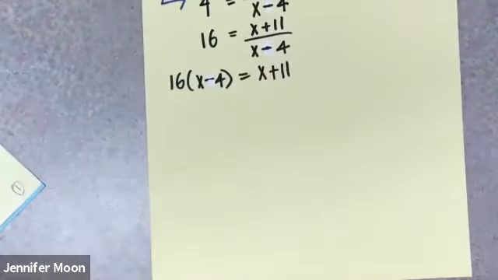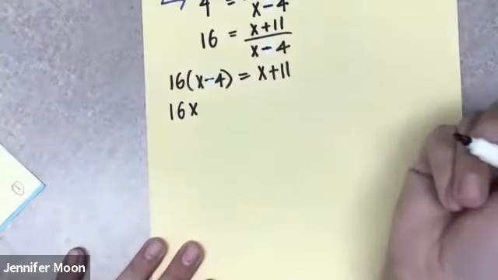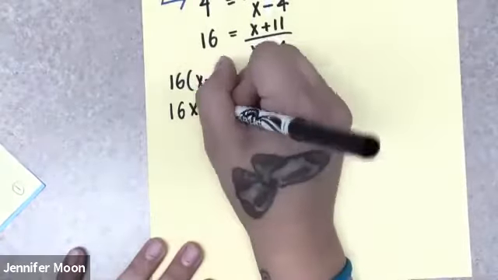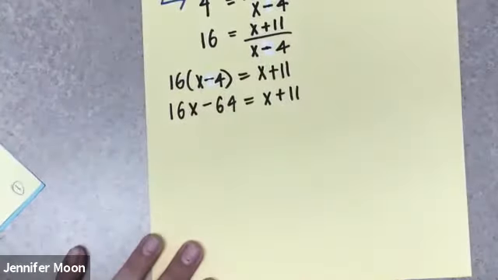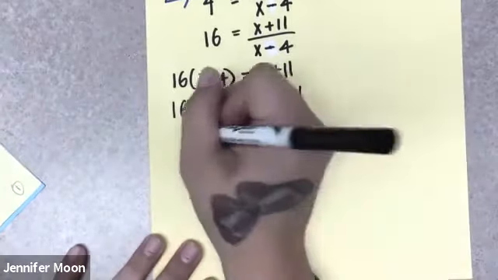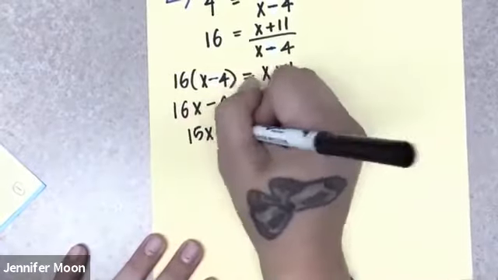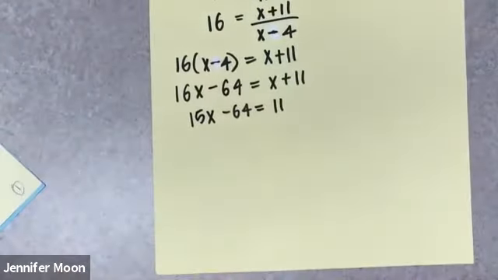And then we notice that we have distribution on the left-hand side. Let's go ahead and distribute that 16 in. You would get 16x, and then negative 64 equals x plus 11. And so now solving this, I would move my x to the left-hand side, and I get 15x minus 64 equals 11. Here I would add 64 to both sides, right?